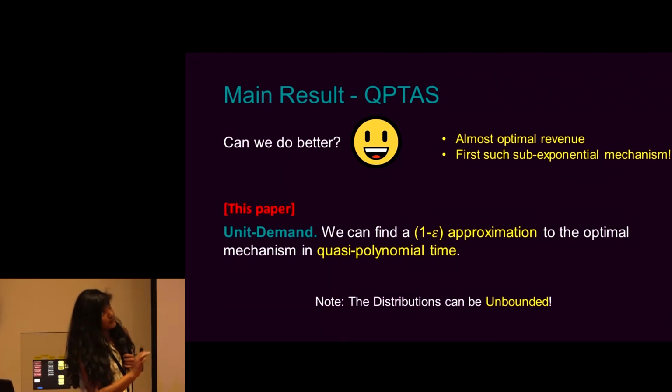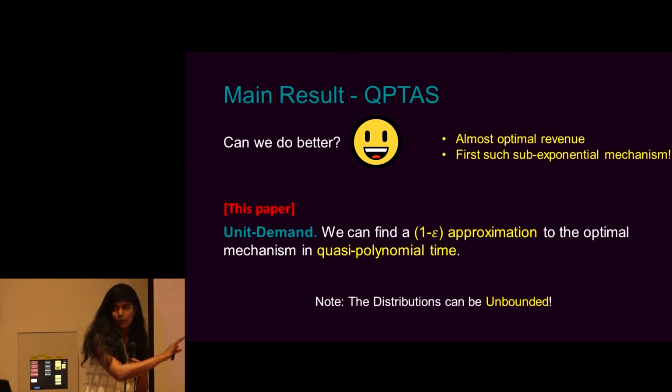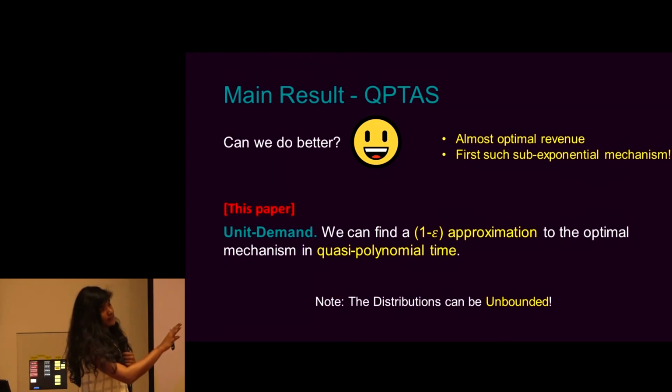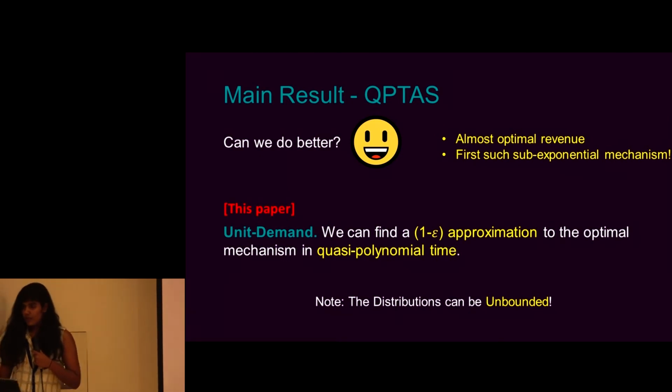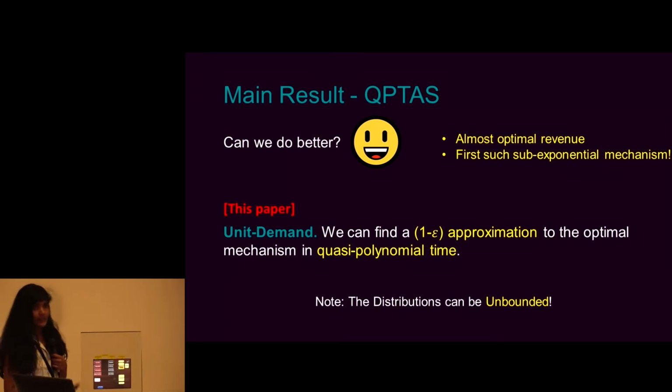So this is the first mechanism that runs in sub-exponential time for close to optimal revenue for a very general class of distributions. So, yeah.